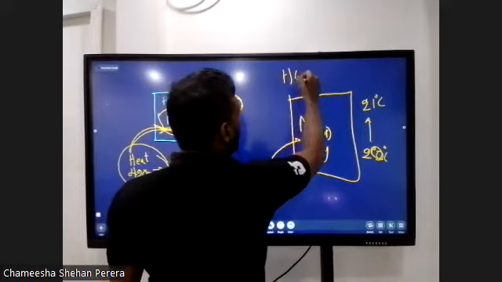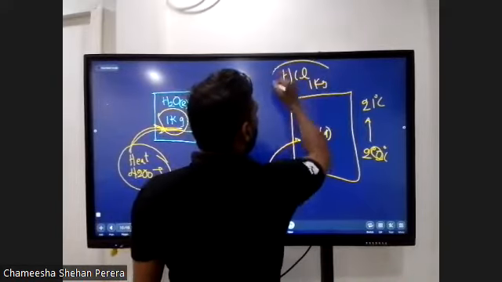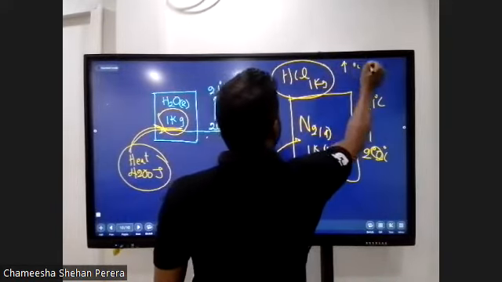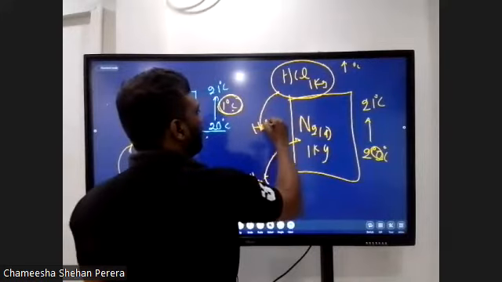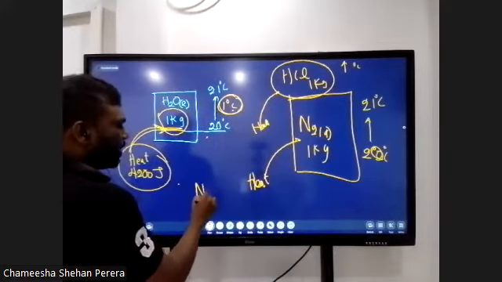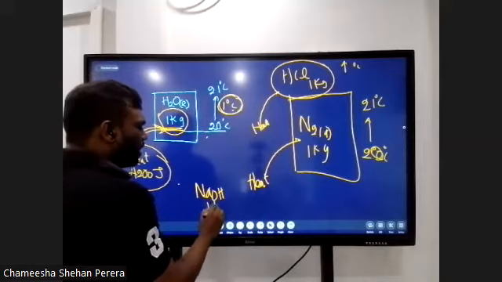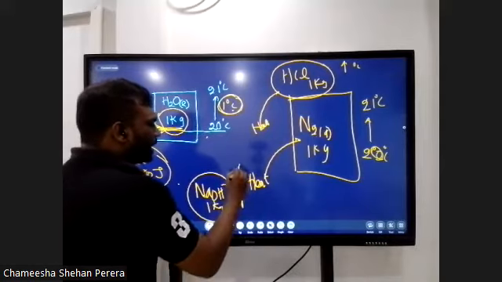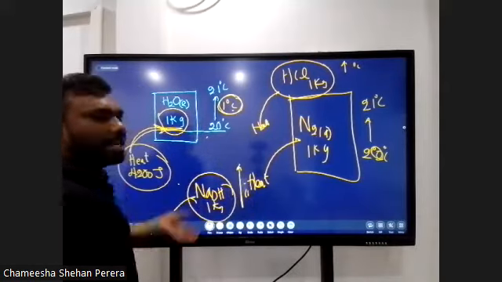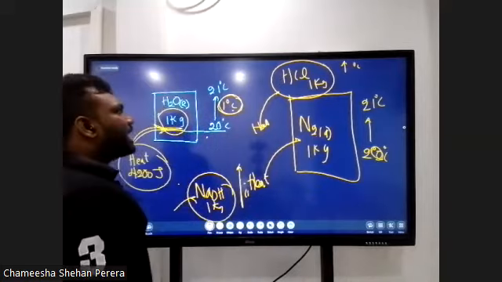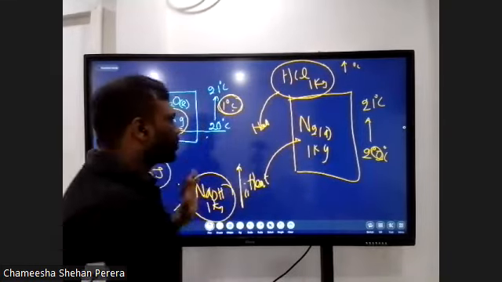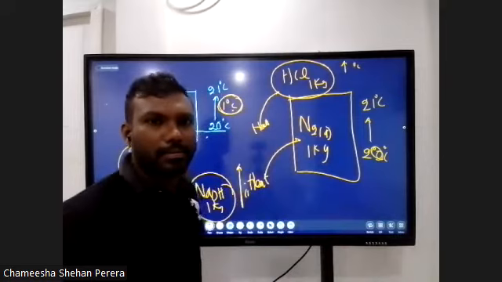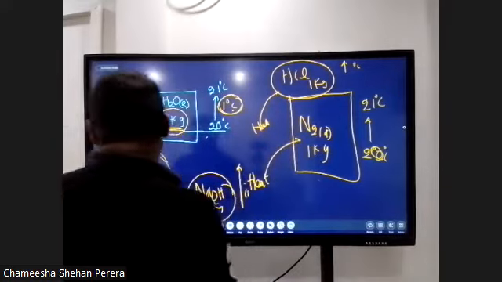If you have 1 kilo of HCl, the heat needed to increase its temperature by 1 unit is a different value. If you have 1 kilo of NaOH, the amount of heat needed to increase its temperature by 1 degree Celsius is different. So the specific heat capacity of each element and each compound is different, not the same. Okay. However, we have a problem.